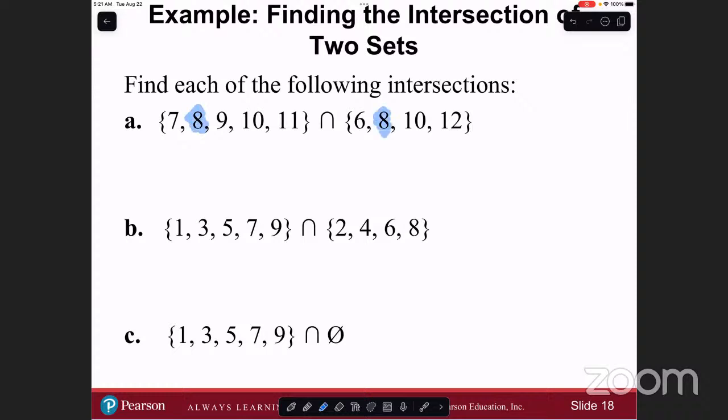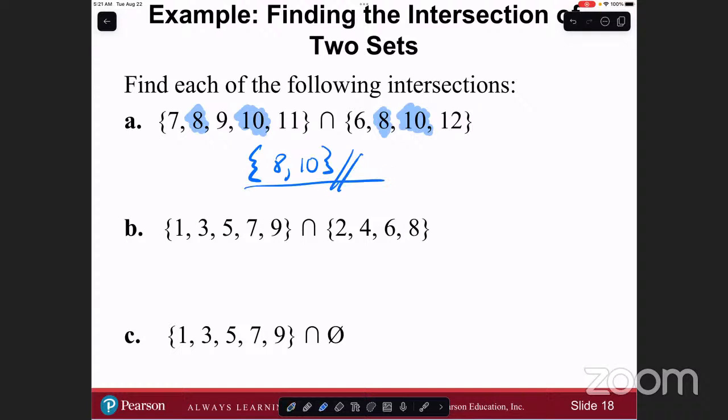It looks like they both have 10. So I guess to be consistent, their intersection is going to be just 8 and 10, it looks like. I'm just going to highlight it like this.